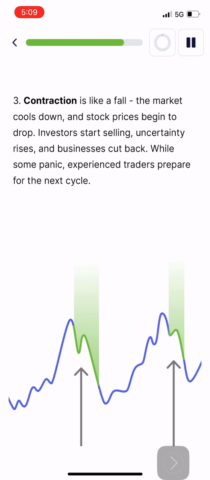Contraction is like fall. The market cools down and stock prices begin to drop. Investors start selling, uncertainty rises, and businesses cut back. While some panic, experienced traders prepare for the next cycle.